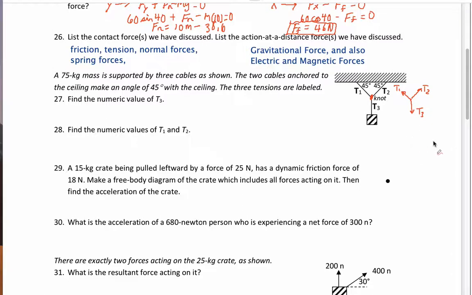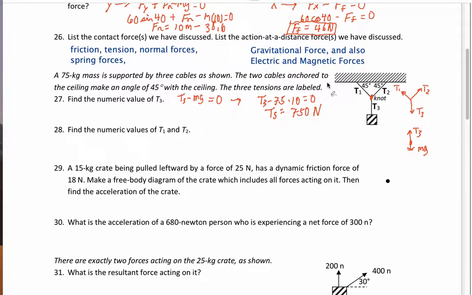And now let's do a free body diagram of the box. So we have T3 pointing up and the box's weight pointing down. So that's going to be mg. So right here, I'll use the second free body diagram to note that in the y direction, T3 minus mg equals 0. And so that's going to give us T3 minus 75 times 10 equals 0. So that's T3 equals 750 newtons. Excellent. Now, we want to find the numerical values of T1 and T2.